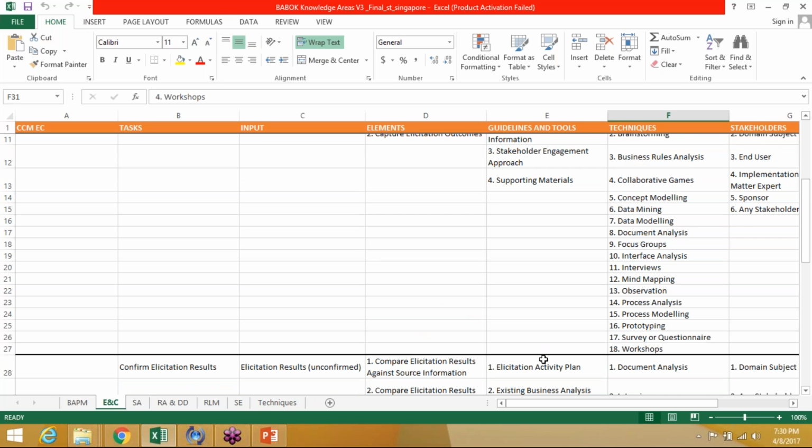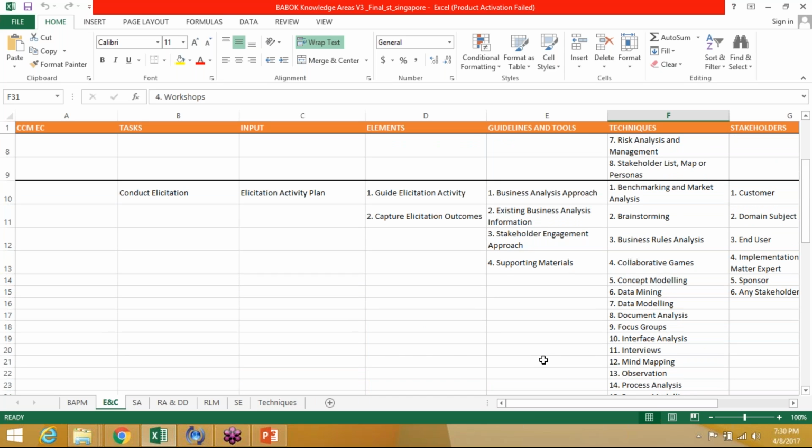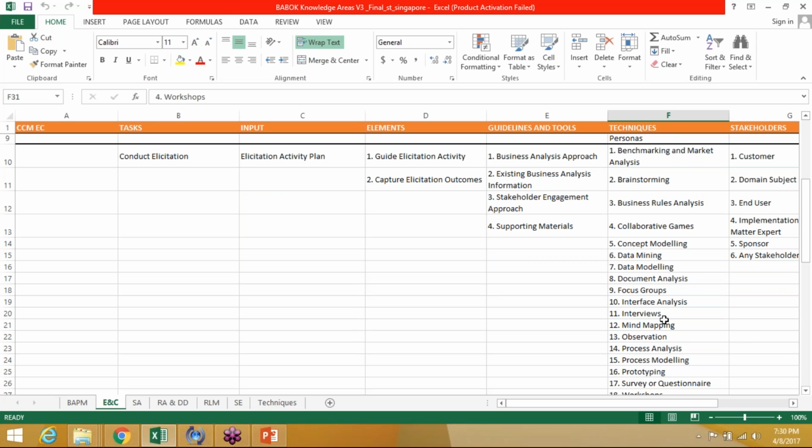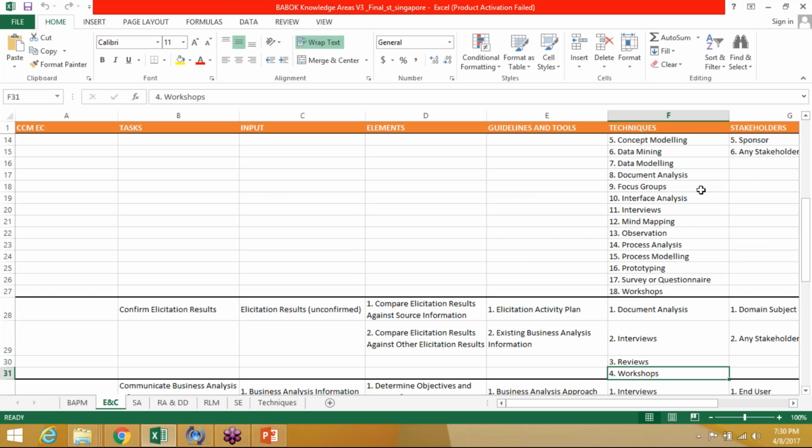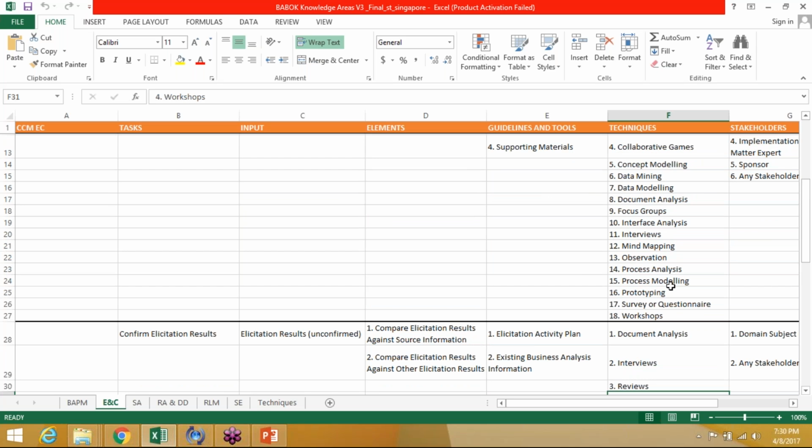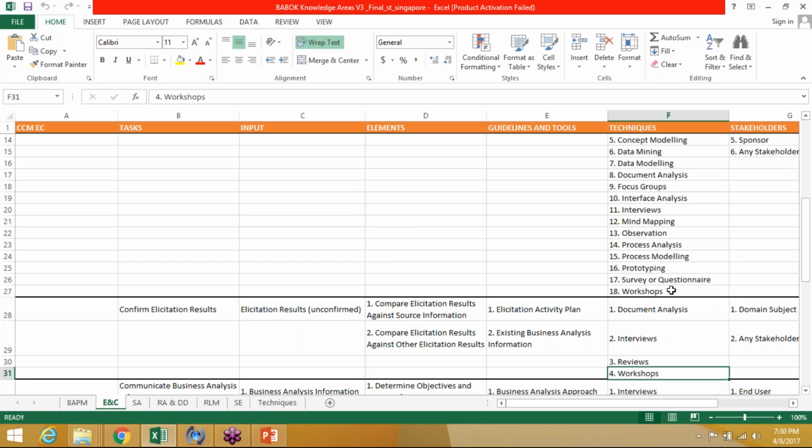Most of the time we tend to remember interview. Observation is one technique, data mining, data modeling. You will have focus group, document analysis, business rules analysis, and brainstorming to get some creative ideas. You have workshop. So there are 18 techniques that you apply here. And once elicitation is done, that is, you have executed this task of conduct elicitation, you're going to get elicitation results.